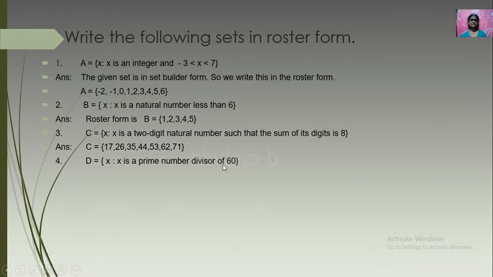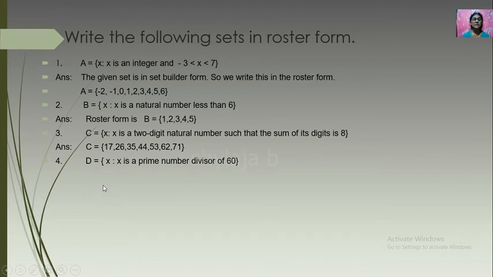Fourth question: set D is x such that x is a prime number divisor of 60. What are prime numbers? Prime numbers means it is divisible by one and itself only. Those numbers are called prime numbers. So 2, 3, 5, 7, 11, 13 like that.